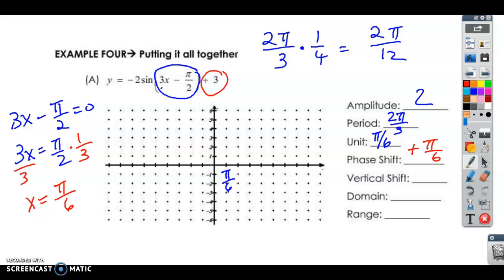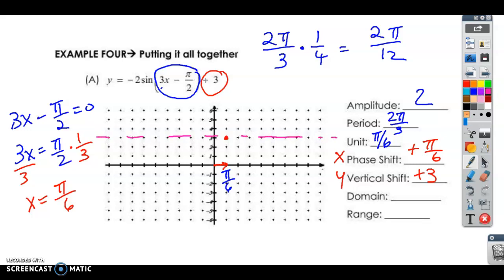The vertical shift is at the end, plus 3, right? Plus 3. Okay, so that's your x coordinate and that's your y coordinate for your new 0, 0. Should we do that now? Let's go crazy. So the x coordinate is going to be pi over 6 and the y coordinate is going to be 3. So there's your new 0, 0. Let's go ahead and put in our vertical shift of up 3.